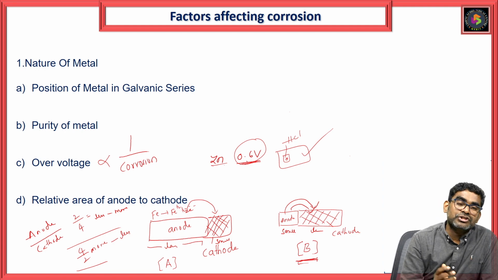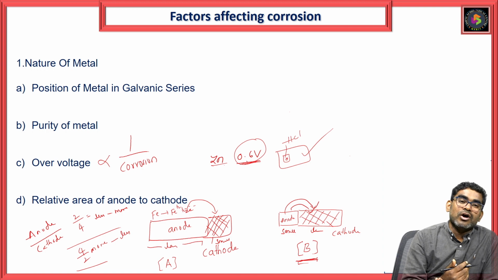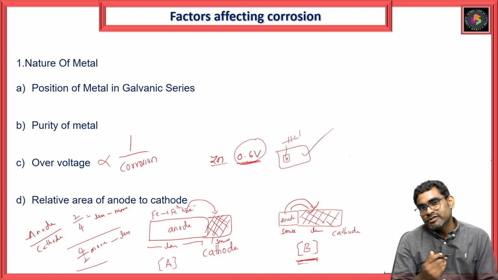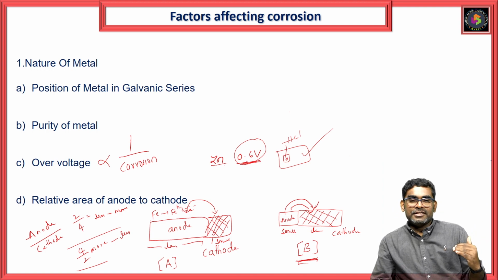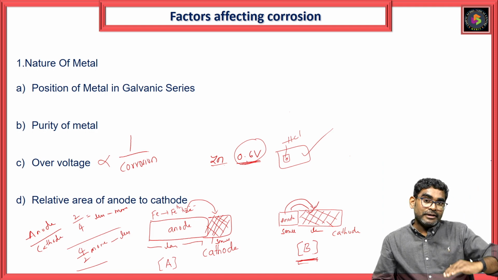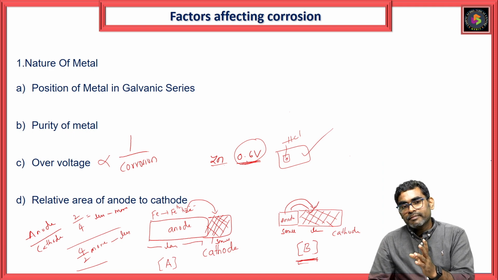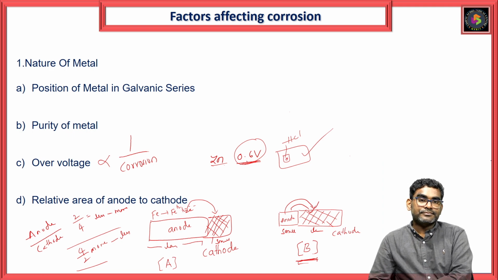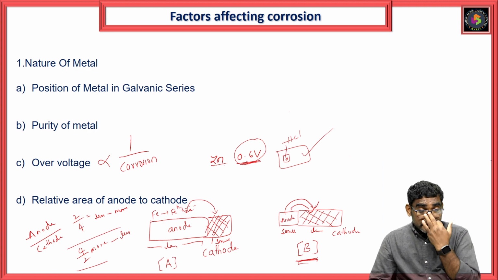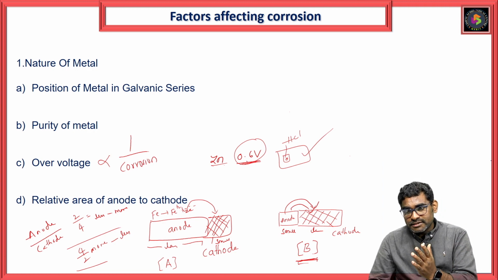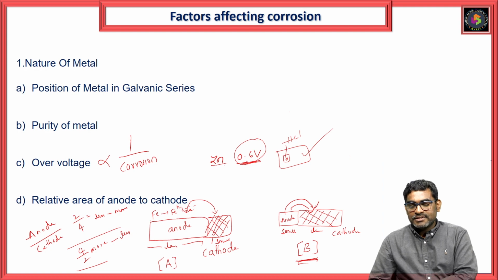That is, the position of the metal in the galvanic series. Obviously, whatever metal is placed at the top of the galvanic series undergoes more corrosion. The metal at the bottom of the galvanic series is always protected. Second is the purity of the metal. A 100% pure metal doesn't undergo corrosion, but whereas the percentage of impurity increases, corrosion intensifies.